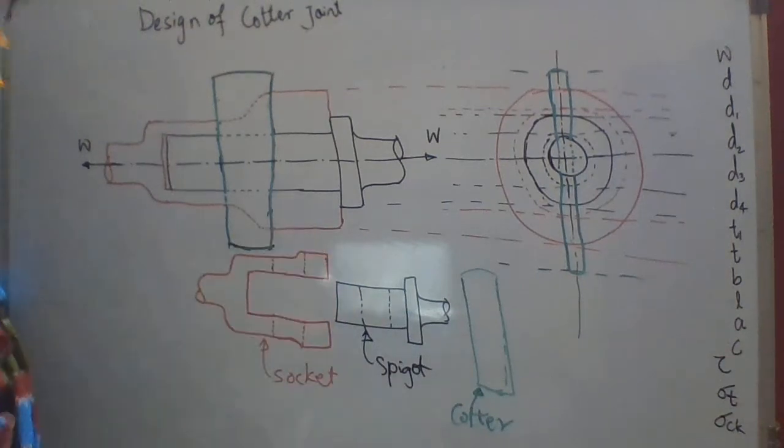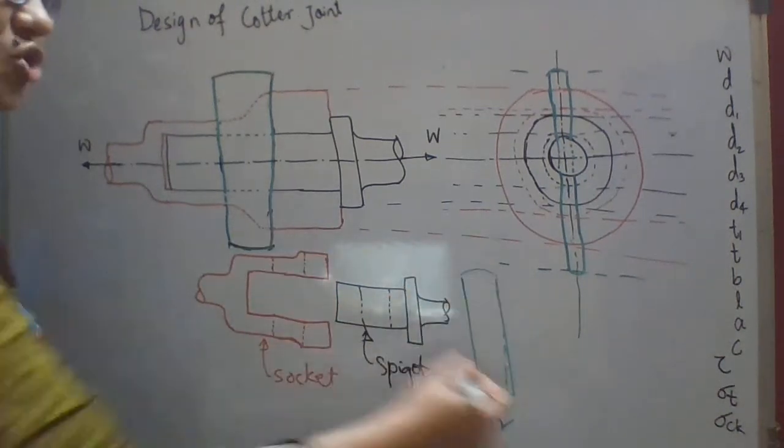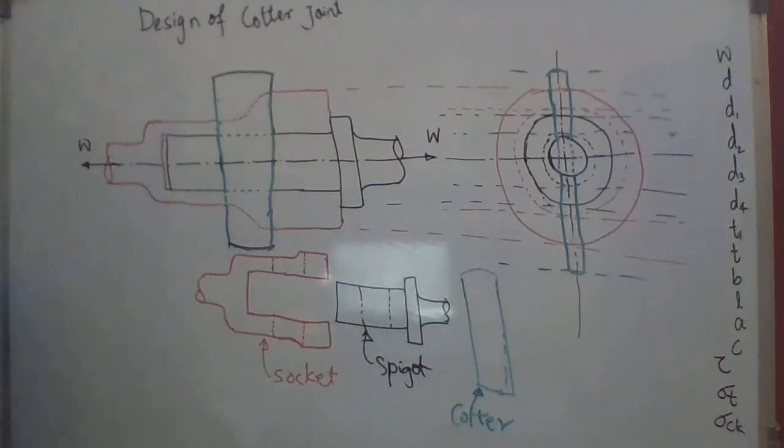It will be tapered like this, so it will get locked there and will not fall down. If it is straight, it can fall down from the slot. So we'll give the taper to the quarter. These are the three parts we are going to design today.